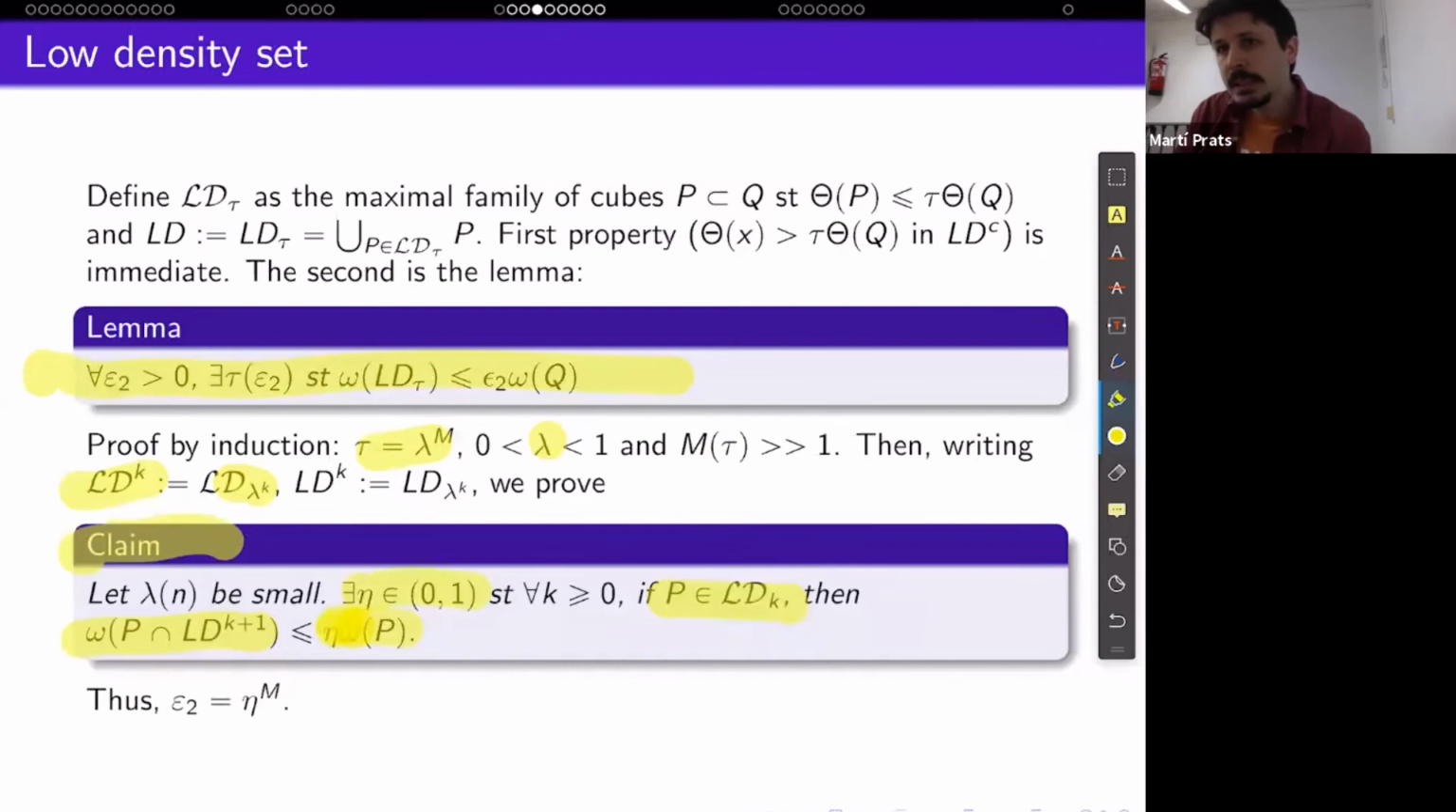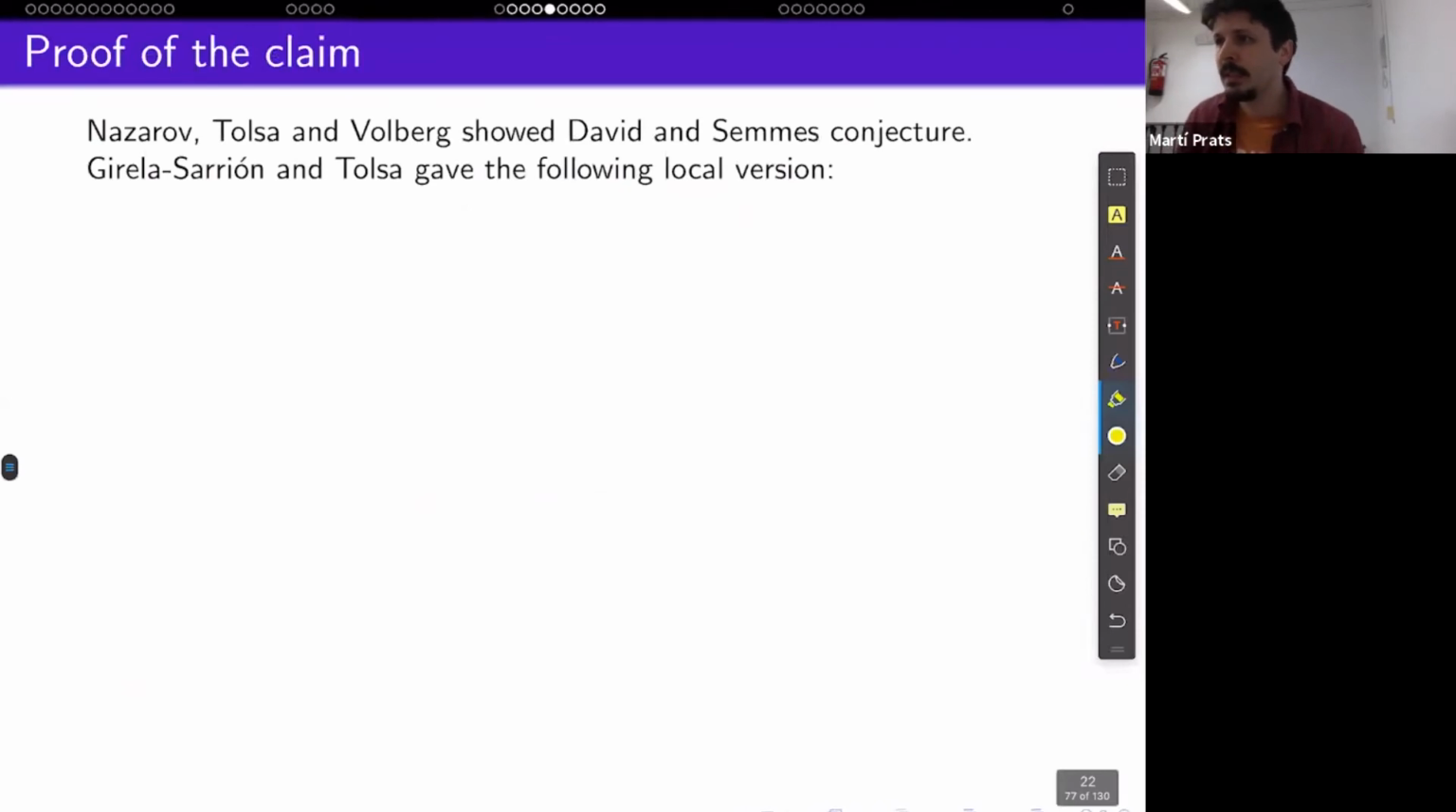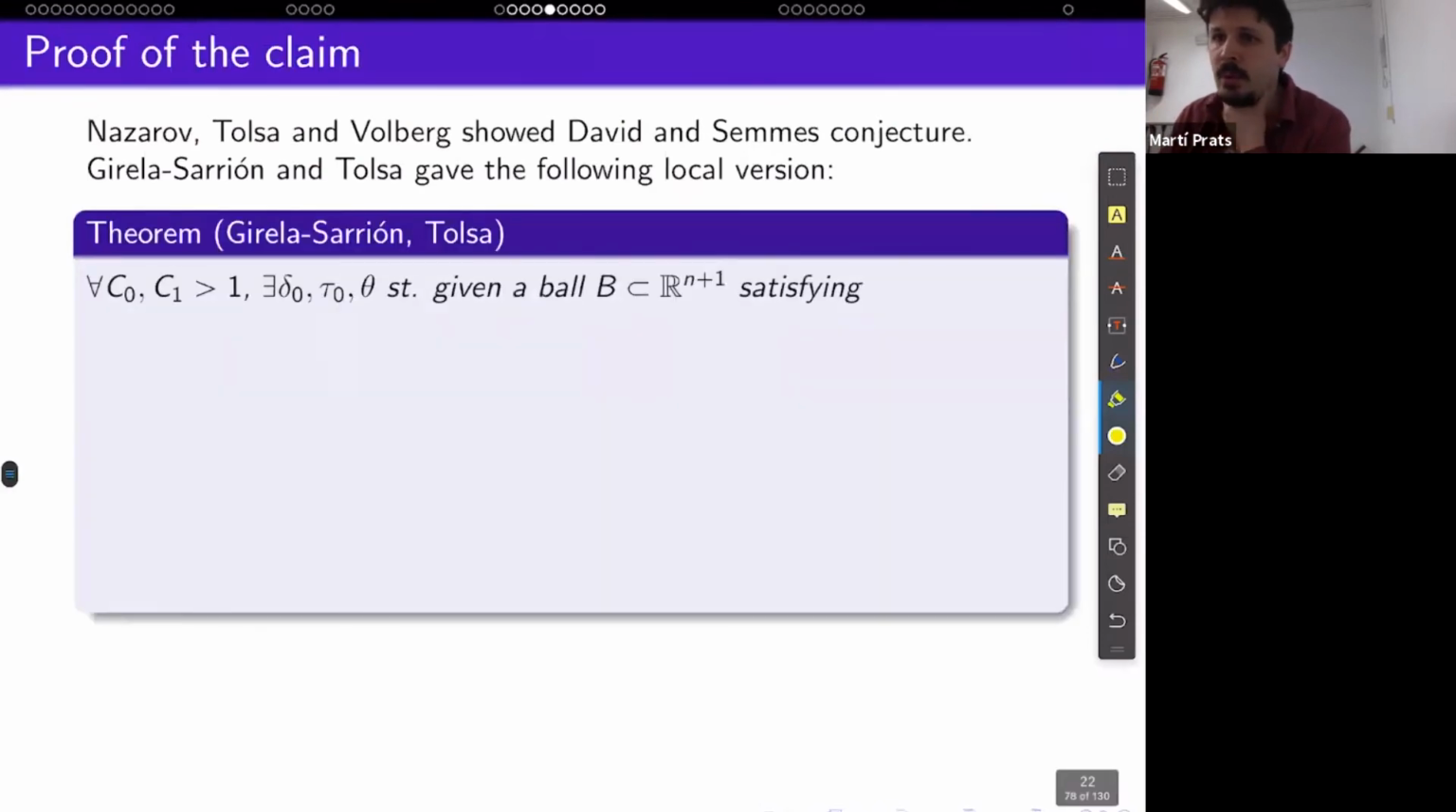And this will be shown as a consequence of a nice result that is worth mentioning. This is a result, let's see from history, by Nazarov, Tolsa, and Volberg, who showed the Wittgenstein's conjecture that tells us that the boundedness of the Riesz transform implies rectifiability somehow. Now, there is this version by Girela-Sarrión and Tolsa that is a local version of this theorem, so it's finer than the conjecture. And it says the following, let's see.